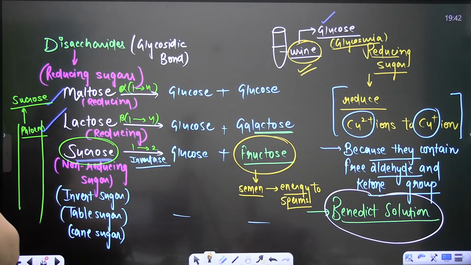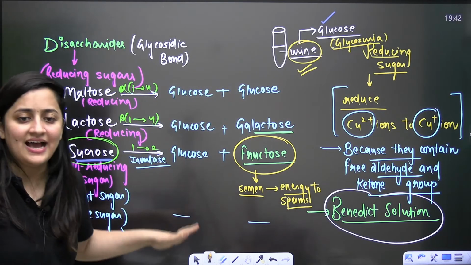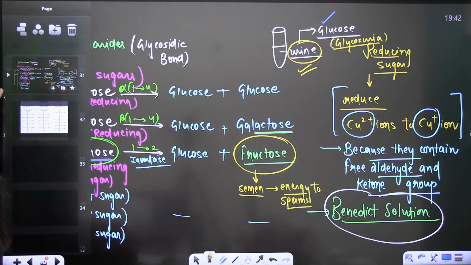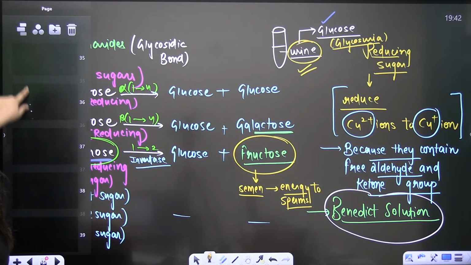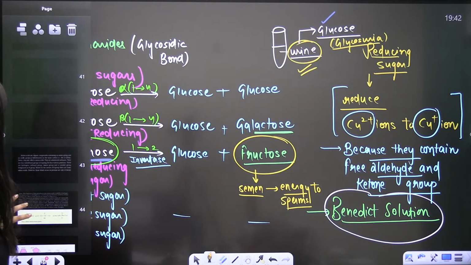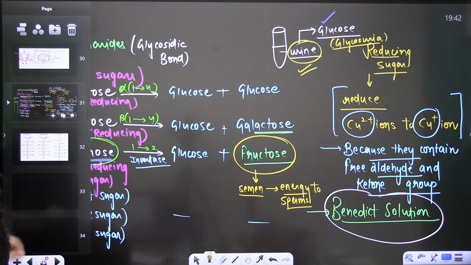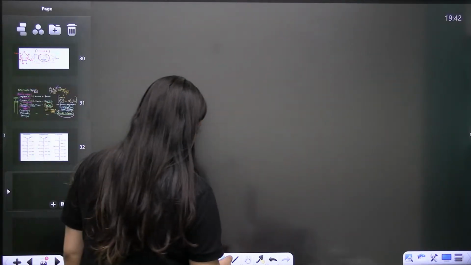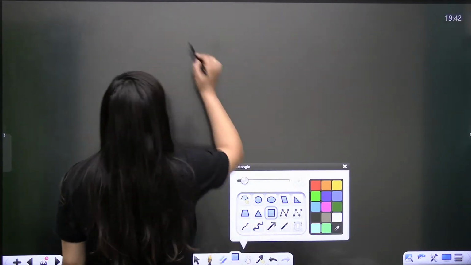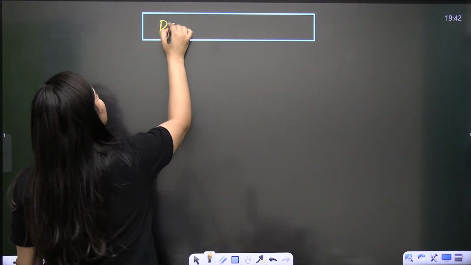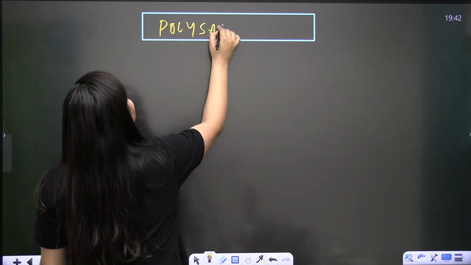Okay. So this is all about the disaccharides that you need to know. The next is polysaccharide. The next that we are going to discuss is polysaccharide. Clear? Any doubt? If there is any doubt, you are allowed to ask. Then I'll start the next part, that is your polysaccharides. And that's very interesting.